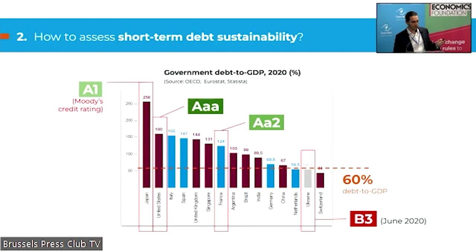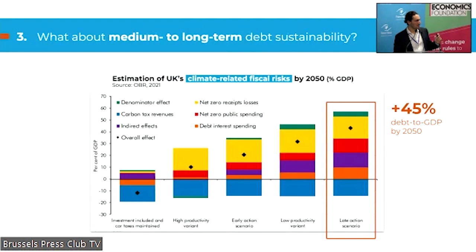I don't really have the time to go through the different numbers of this risk, but I just want you to know that this notion of the risk of climate change on public budgets is called climate-related fiscal risk, and there is an institution that started to assess this risk. What you can see here is the estimation by the Office for Budget Responsibility in the UK of the impact that climate change could have on the UK budget by 2050. They ran different scenarios, including different types of change, reforms, technologies, and arrived at a conclusion, for example, in the late action scenario, that climate change could lead to as much as plus 45% of debt to GDP by 2050.